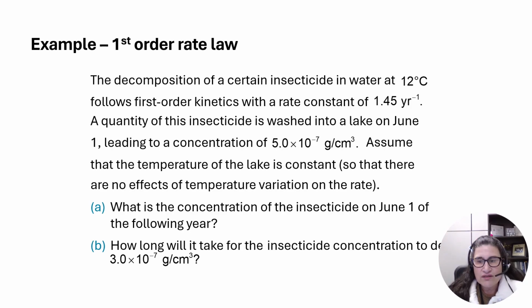All right, so here is an example where we're going to use that integrated rate law. It says the decomposition of a certain insecticide at 12 degrees Celsius follows first order kinetics, and we would have to know what the order was because we're going to have three different integrated rate laws, one for zero order, one for first order, one for second order. It gives me the rate constant, and it gives me a concentration, and they said assume that the temperature is constant. They want me to find the concentration later and how long it's going to take, the time.